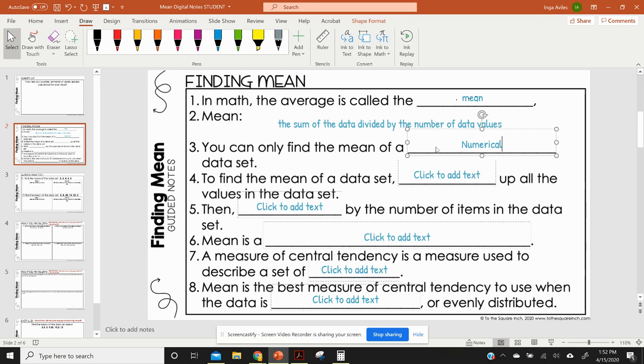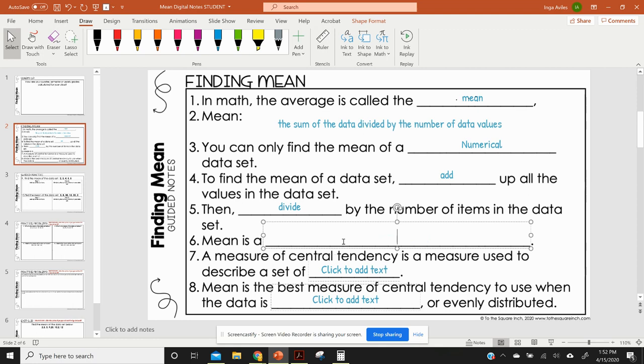In order to find the mean of a data set, we're first going to add up all of the values in that data set. Okay, just find the sum. Then you're going to divide by the number of items in that data set. So if you have 7 pieces of data, you add up those numbers and then divide by 7.